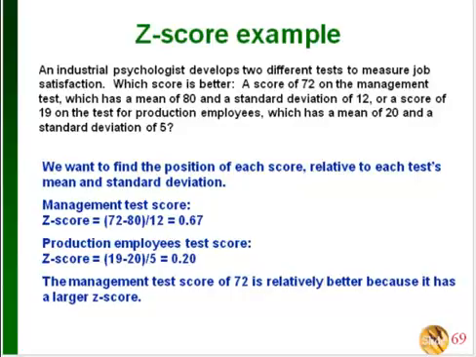So if we find the z-score for the first test, the score was 72, the mean was 80, and the standard deviation was 12. So to calculate the z-score, we're taking 72 minus 80, dividing by 12, and that gives us -0.67. For the other test, the actual score was 19, the mean was 20 and the standard deviation was 5. So if we calculate that, we get -0.2. So the first one, the -0.67, is actually a better z-score. It's a larger z-score. That means that that test score was relatively better.